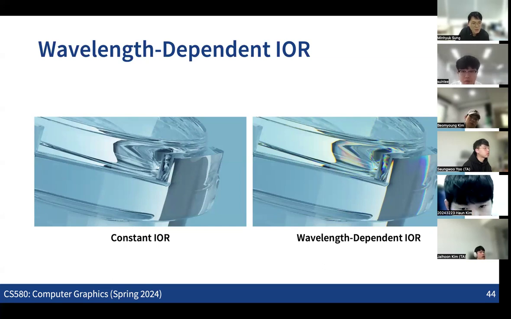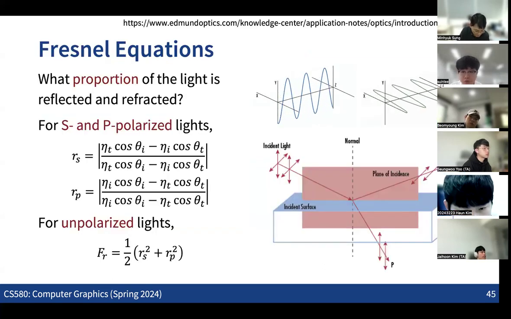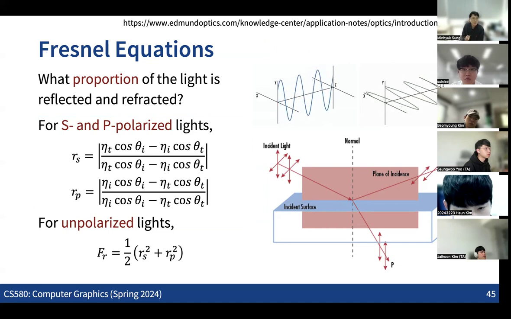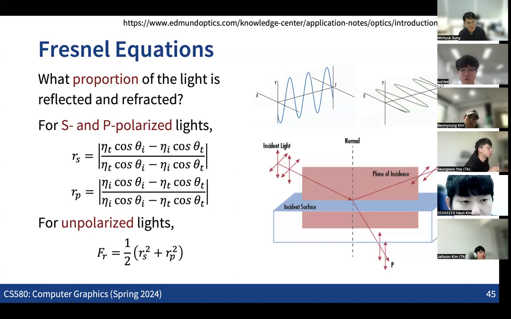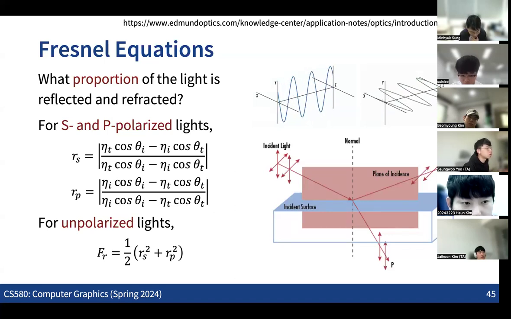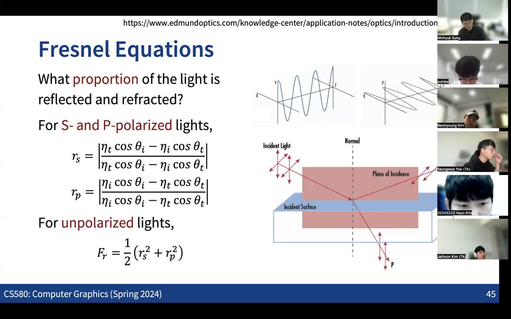And here the question would be: when you have light coming into the boundary of two media, how can we determine the proportion of the light that will be refracted and also reflected? So this is about how much light will be refracted and how much will be reflected. There is also a lot of theory in optics about how we determine this proportion of refraction.